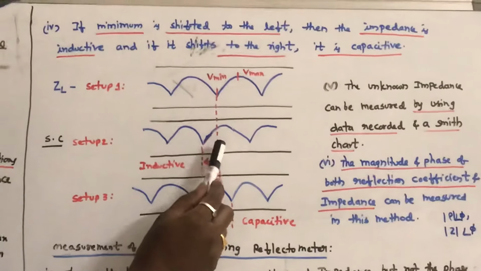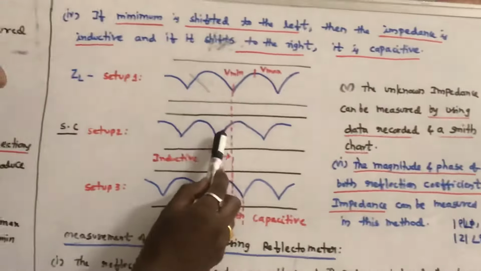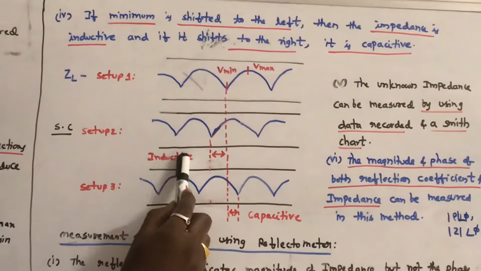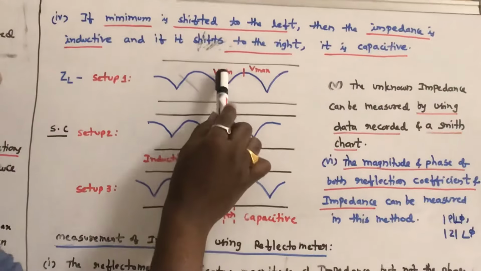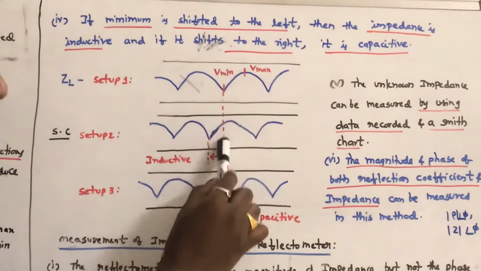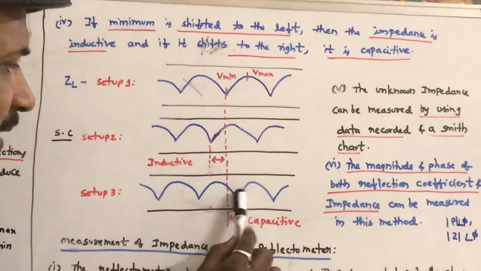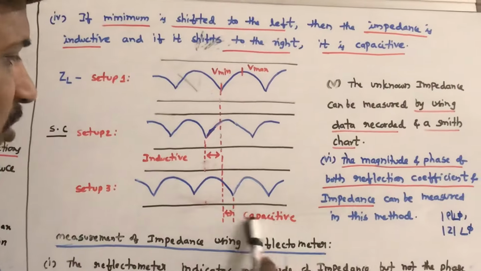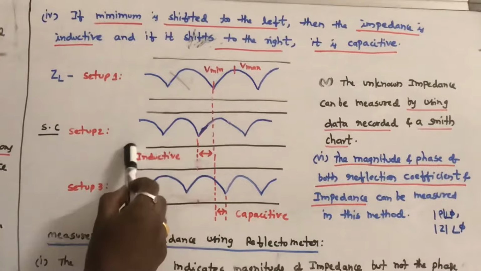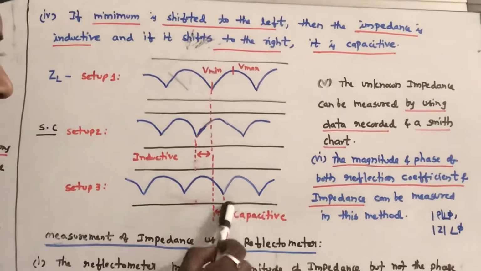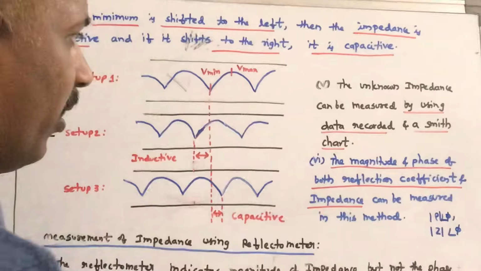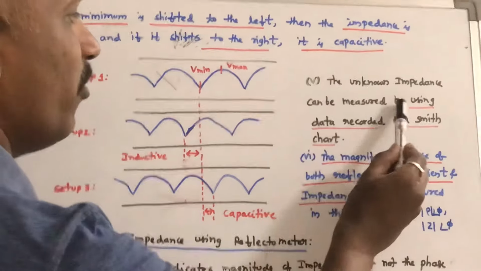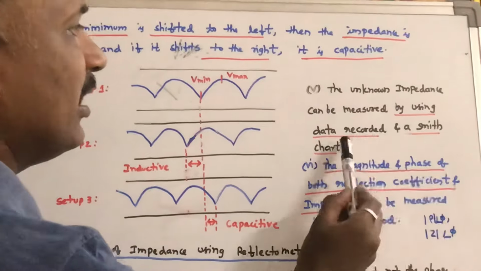If the V minimum is shifted to the left, then the load is inductive load, which we have mentioned here. If the shift in the minimum is towards the right, then the load is capacitive. In this way we can note down whether the load is inductive or capacitive. Now the unknown impedance can be measured by using the data recorded and a Smith chart.